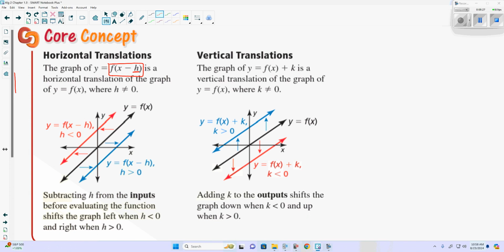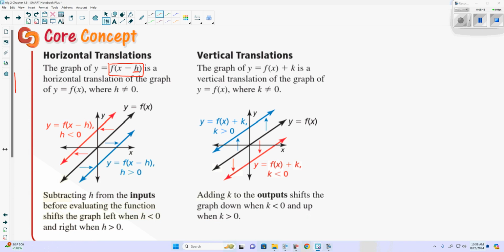So I would circle it, highlight it, make some point of emphasis for that there. So when we're applying a horizontal translation, we're going to be using this f of x minus h notation to apply this transformation left or right.